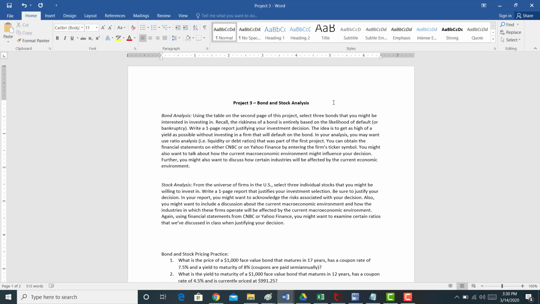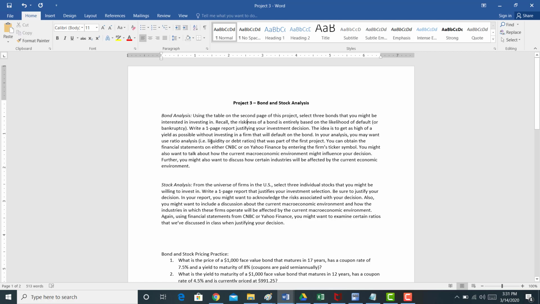Okay, so the only risk that a bondholder, a bond investor, faces is if the firm goes bankrupt and can't pay its debt holders, then the debt holders are in trouble. So you're going to have to justify that riskiness. The idea is you want to get as high a yield as possible without having the firm go bankrupt.